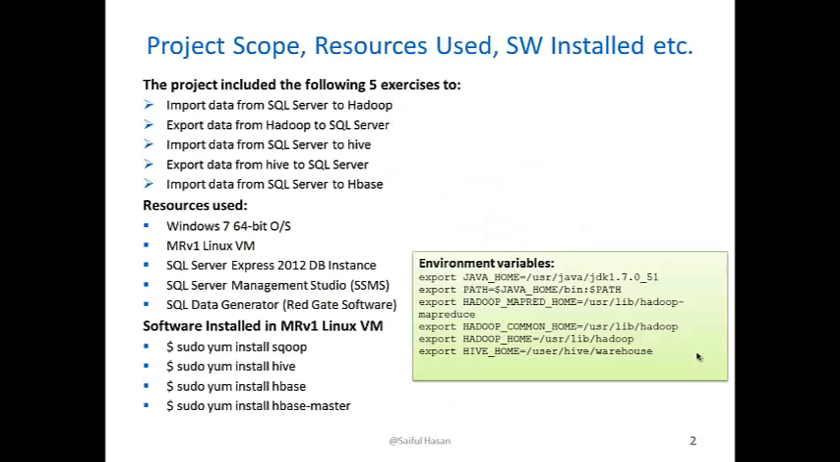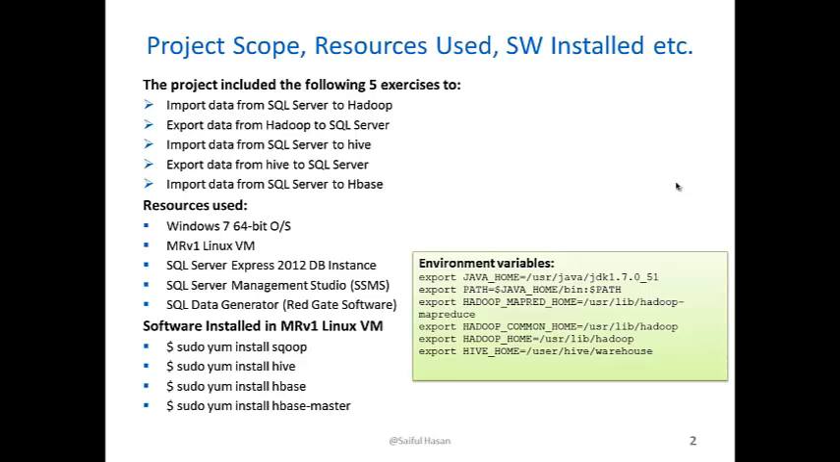In this slide we show the scope of the project, the various resources we used, and the software installed to get this to work. The scope included importing data from SQL Server to Hadoop and exporting the data back from Hadoop to SQL Server, importing data from SQL Server to Hive and exporting it back from Hive to SQL Server, and finally importing the data from SQL Server to HBase.